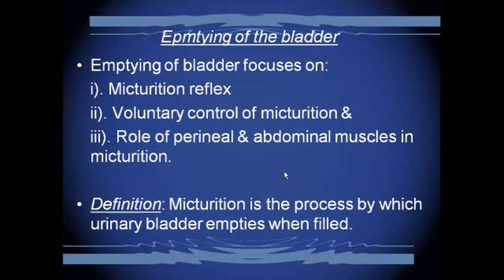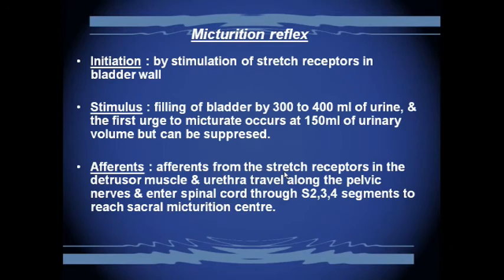Emptying of the bladder, how the bladder empties, focuses on micturition reflex, voluntary control of micturition, and the role of abdominal and perineal muscles in micturition. What is micturition? It is the process by which the bladder empties when filled. It consists of three main components: micturition reflex, voluntary control of micturition, and role of perineal and abdominal muscles in micturition.